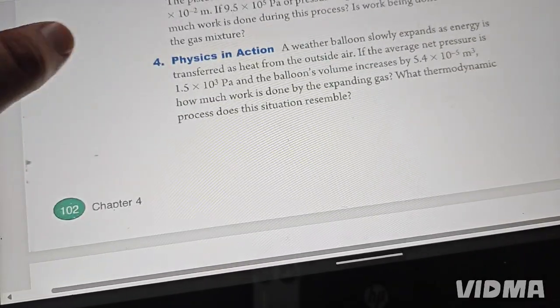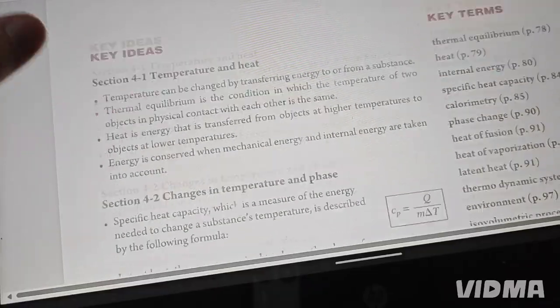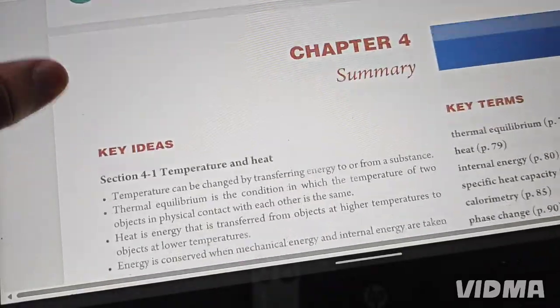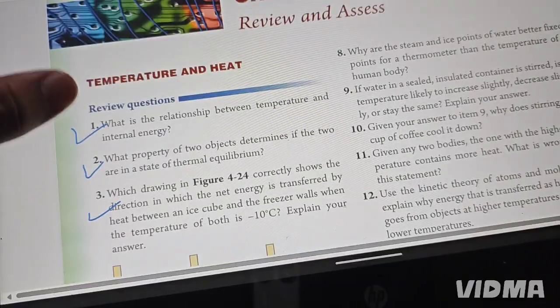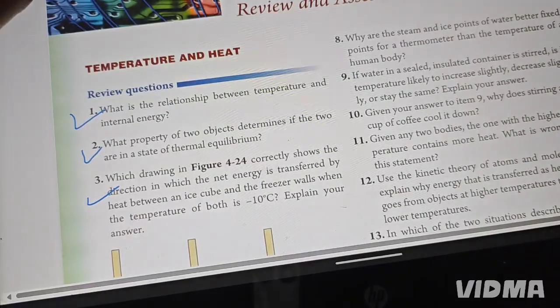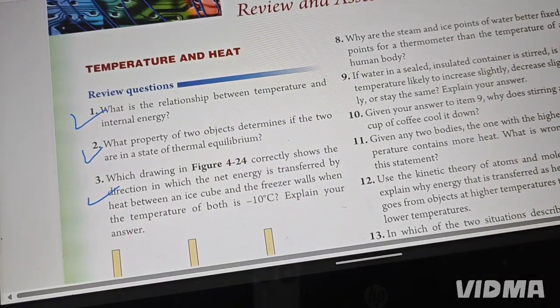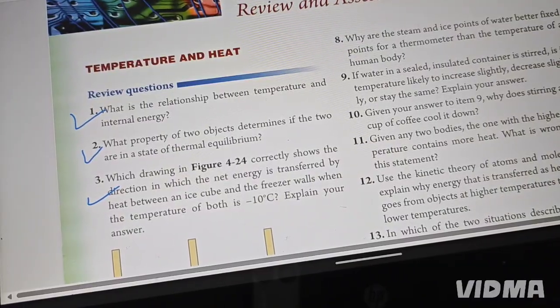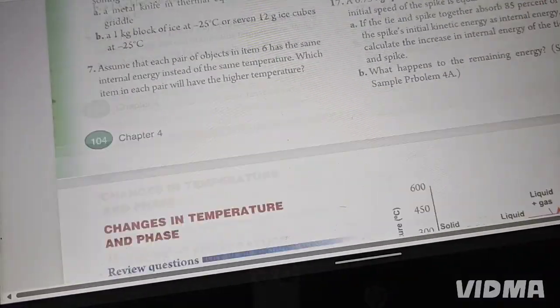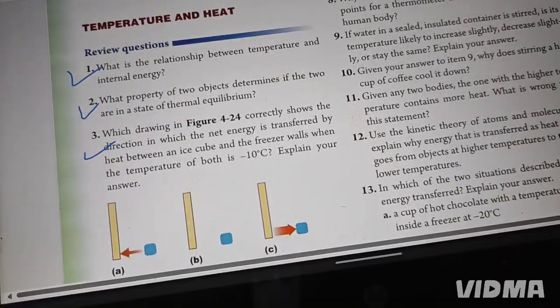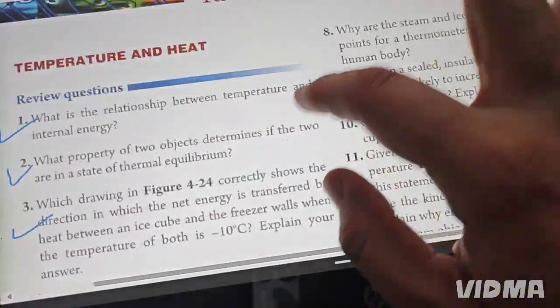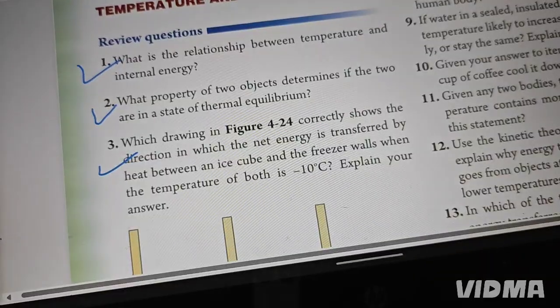Students, we finished chapter 4 section 3. Now we reach chapter 4 review and assess. Chapter 4 has some questions, and as in the previous chapter, there are a lot of questions. It would take too much time to explain all of them, so I'm trying to explain the important questions. Good.